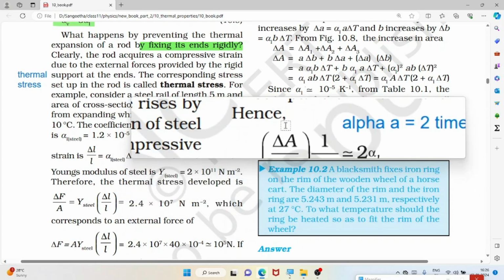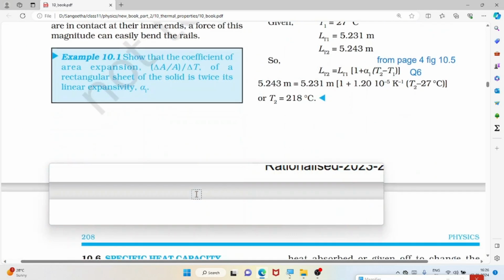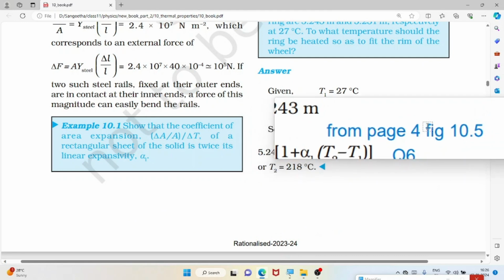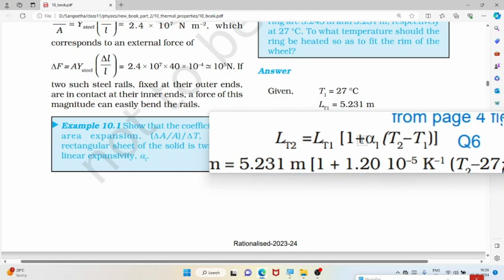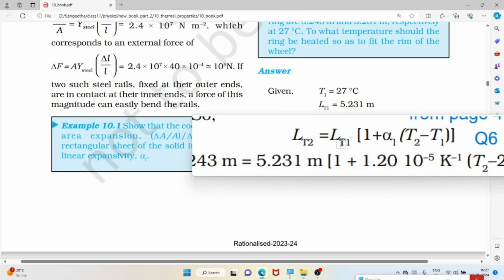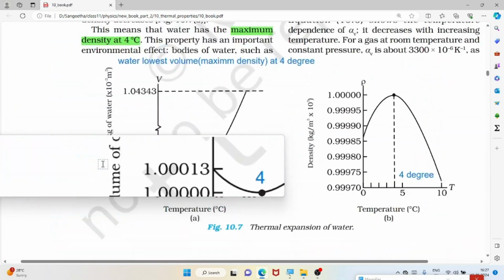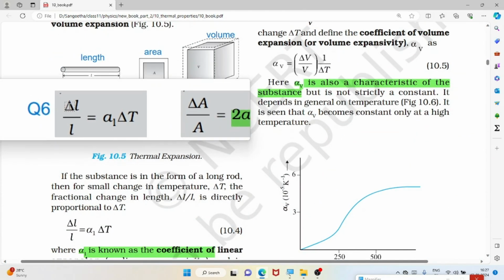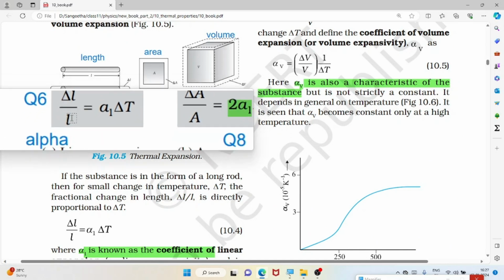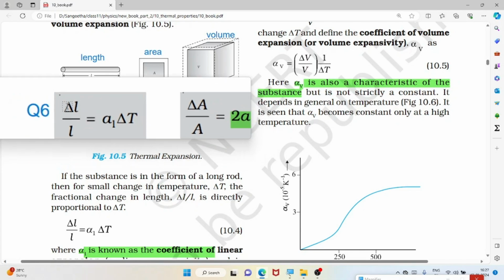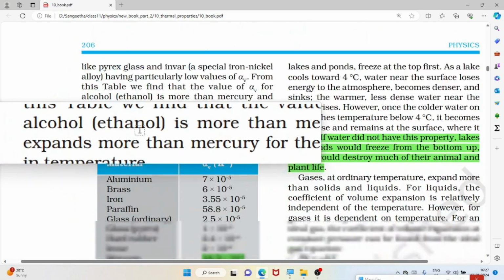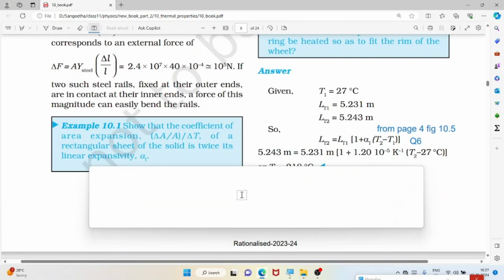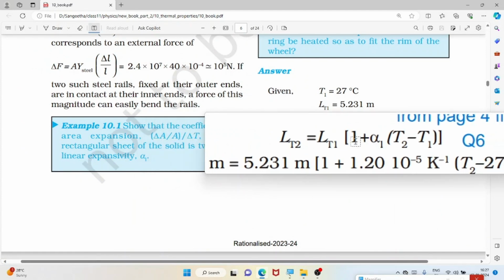This is the area expansion, 2 times the linear expansion. So how this formula is arrived at, from page 4. See, if you substitute delta L equal to L final minus L initial, this is L initial, then you bring this L initial here also, then you will get that equation. This equation, L final equal to this, you will get.